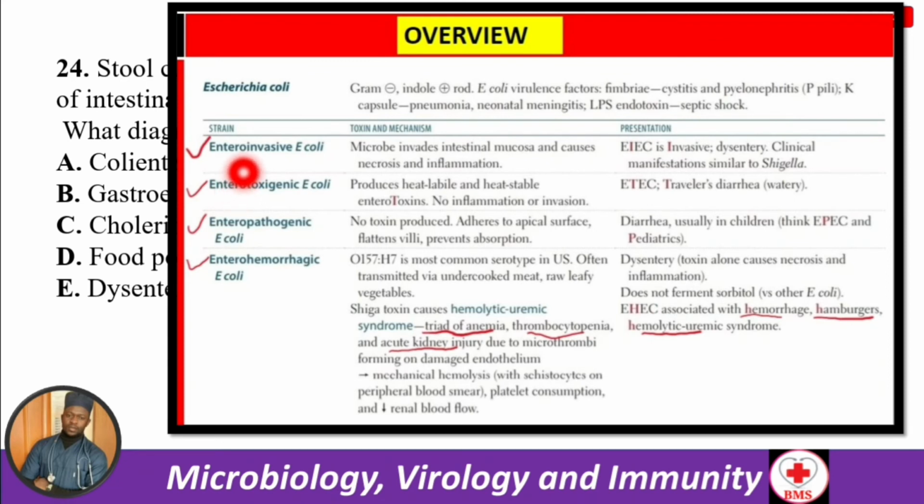I don't know how to pronounce this one. EIEC. Okay, but no, it's easy. Enteroinvasive, then enterotoxigenic. This one is ETEC. Enteropathogenic, EPEC, and then enterohemorrhagic, EHEC. You just need to remember this one.